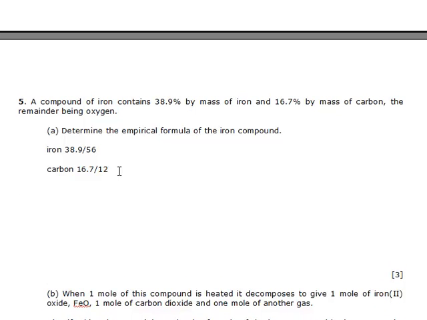So the oxygen proportion is 100 minus those other 2 percentages. So it's 100 minus 38.9 minus 16.7, and that comes to 44.4. 44.4, and we divide this by the relative mass of oxygen, which is 16. Alright, so let's work our 3 sums out here. Our ratios. The first one comes to 38.9 over 56.